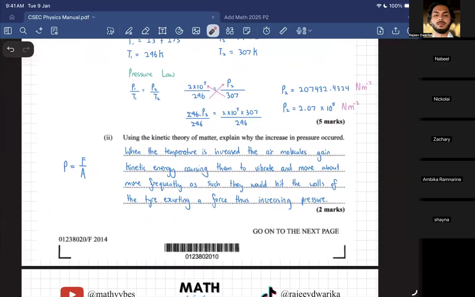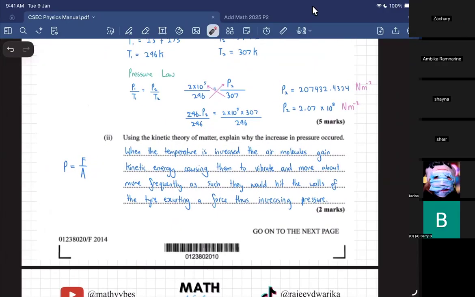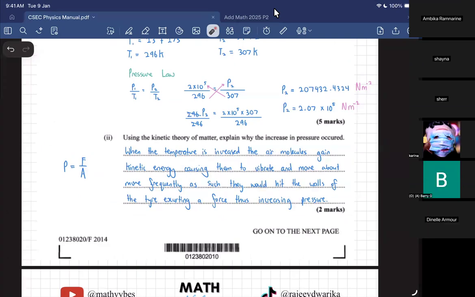Ambika, Sheena, Zachary, Nikolai, Nabil, Adil, talk to me guys. I'm going to follow up, ready to move on. Do you all understand this properly? Yes, sir. Okay, great.